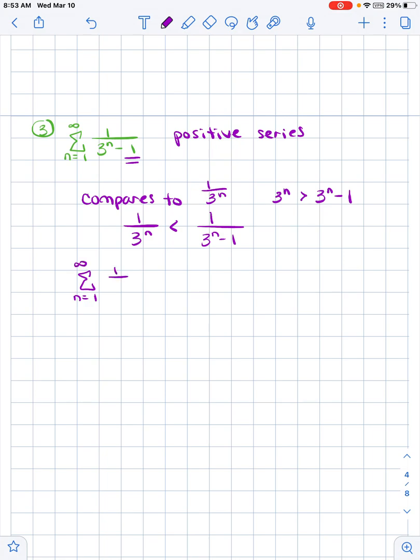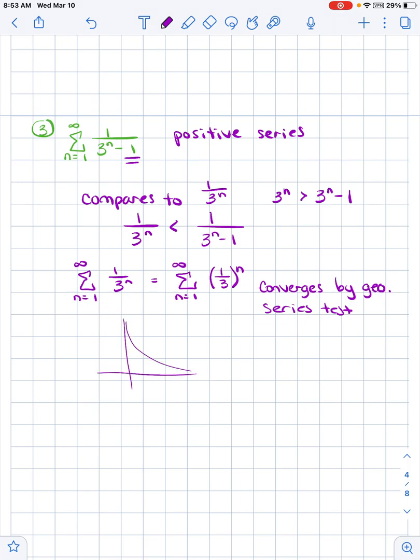Okay, so let's find the sum. Let's see if this one converges. 1 over 3 to the n. Let's look at this one. I can rewrite this as 1/3 to the n power, which means this is a geometric series, and r is less than 1. So it converges by the geometric series test.